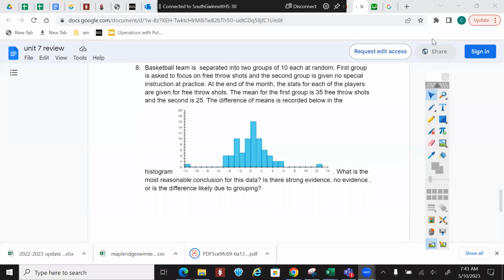The basketball team is separated into two groups of 10, each at random. The first group is asked to focus on free throws, and the second group is given no special instruction. At the end of the month, the stats for each player are given for free throw shots. The mean for the first group is 35, and the second is 25. The difference of means is recorded below. What is the most reasonable conclusion for this data? Is there strong evidence, no evidence, or is the difference likely due to grouping?